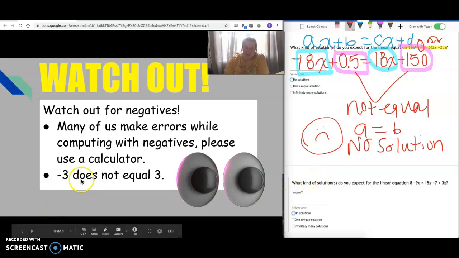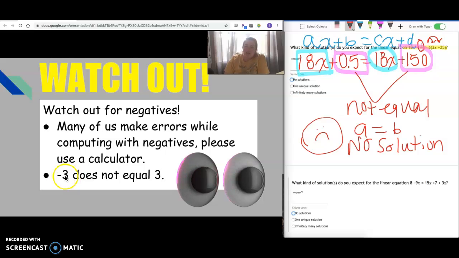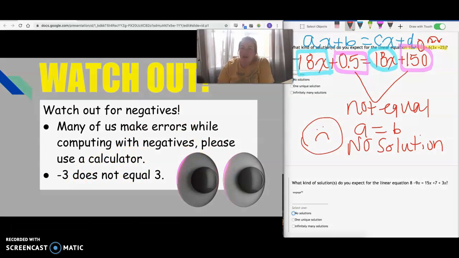My other example for you to watch out for is that negative 3 does not equal 3. So if you have negative 3x on one side and 3x on the other, that is not the same coefficient. I would much rather have $3 than negative $3. They are not the same. So those are some things to look out for.